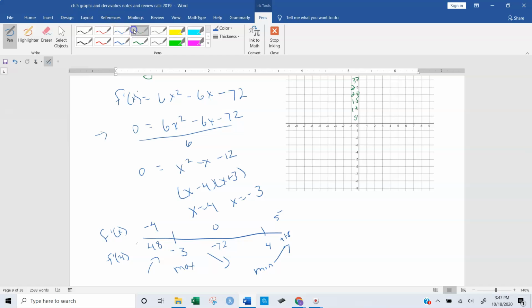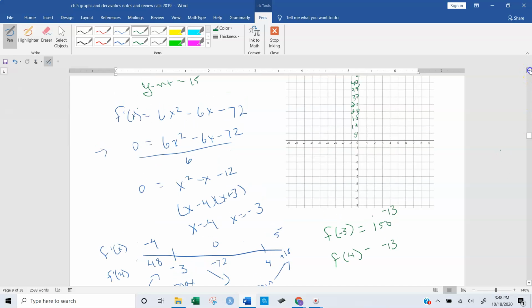Now we actually got to find those points so we can graph them. So we're going to plug it into our original, f of -3 and f of 4. Okay, f of -3, you should have plugged that in and got 150. F of 4, when you plug that in, you got a -13.